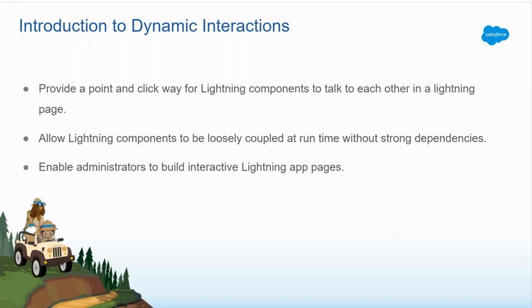Dynamic interaction provides a point and click way for Lightning components to talk to each other in a Lightning page. So what does it mean? It gives us an opportunity to communicate between components by point and click in a Lightning page. It allows Lightning components to be loosely coupled at runtime without strong dependency. It enables administrators to build interactive Lightning web pages. So with the help of this, we can communicate between two or more components in a Lightning page at the same time without strong dependency.